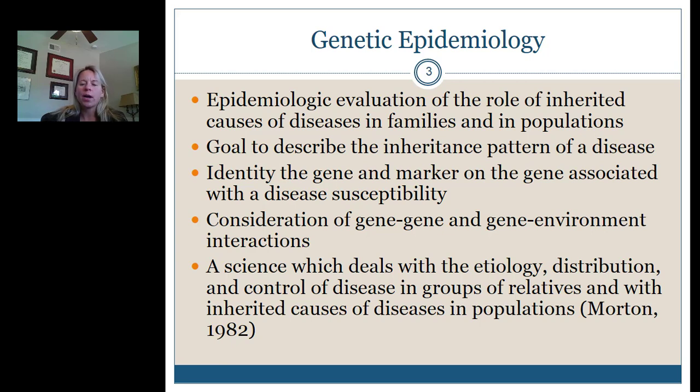And so, as described by Morton in 1982, which was well before our ability to look at the genetic makeup of an individual, he basically described genetic epidemiology as a science which deals with etiology, the distribution and the control of diseases in groups of relatives and with inherited causes of diseases in populations. So again, genetic epidemiology, pairing genes, and epidemiology, which is looking at patterns of diseases in populations.